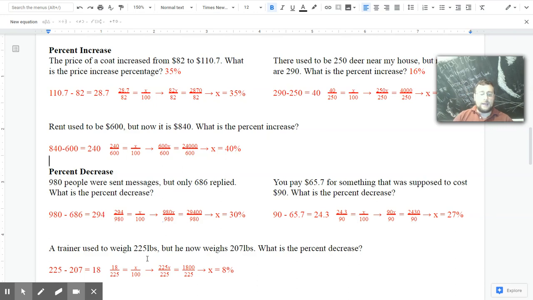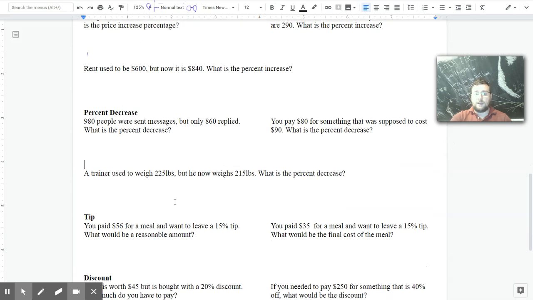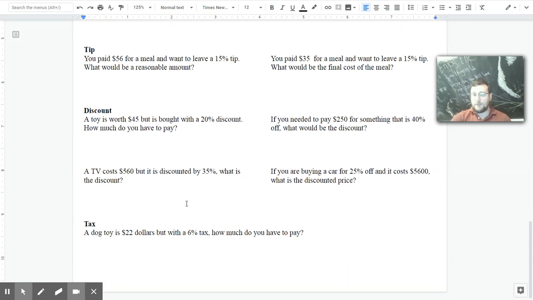We're not quite done yet. We still have to look at other types of problems that are going to show up on this BFA. Tip and discount and tax problems are always also going to be there. So let's do that next.